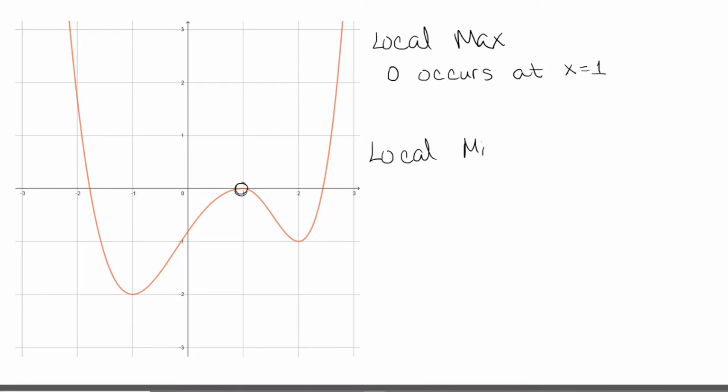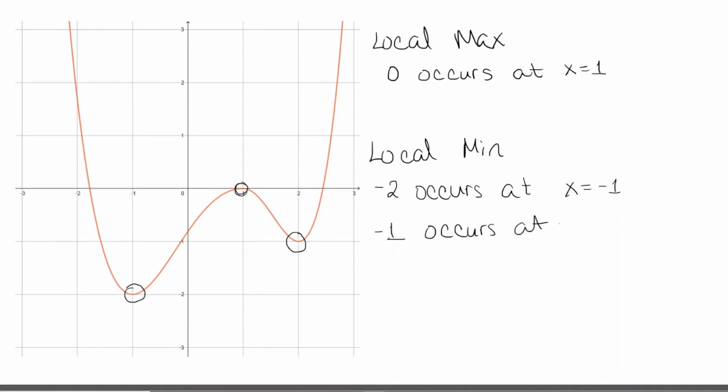For my local minimum, I can see I have one down here, where in its region, it is the smallest value. That goes down to -2, and it occurs at the point x equal to -1. I have another one here that is a minimum value of -1, and it occurs at x equal to 2. So this graph has one local maximum and two local minimums.